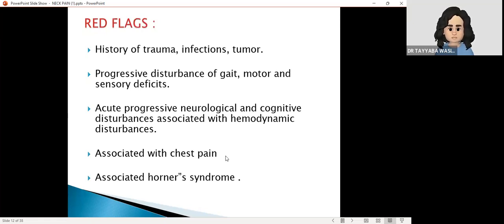Another red flag is association with chest pain, which can occur in various cardiac issues such as myocardial infarction. And associated Horner syndrome can occur, as we have discussed previously, in case of Pancoast syndrome, that is, a lung tumor present at the apex compressing the cervical sympathetic chain and presenting with Horner syndrome. This is an important red flag which we have to consider.